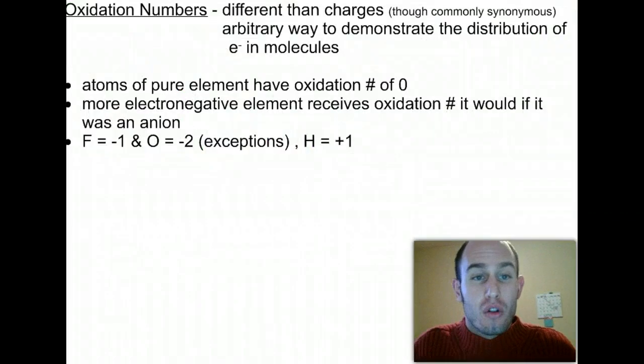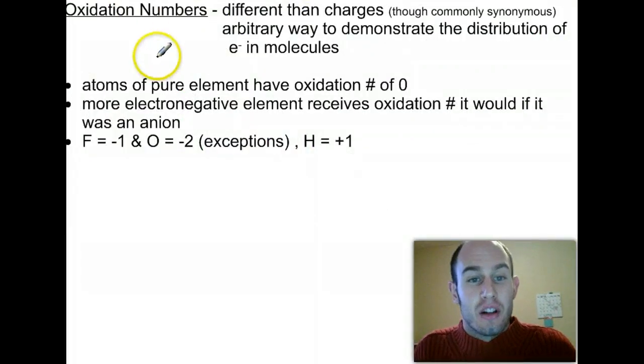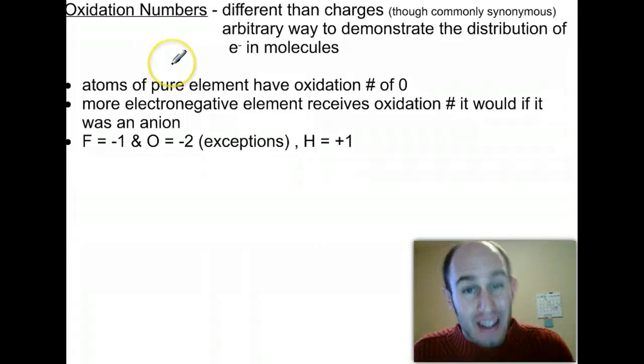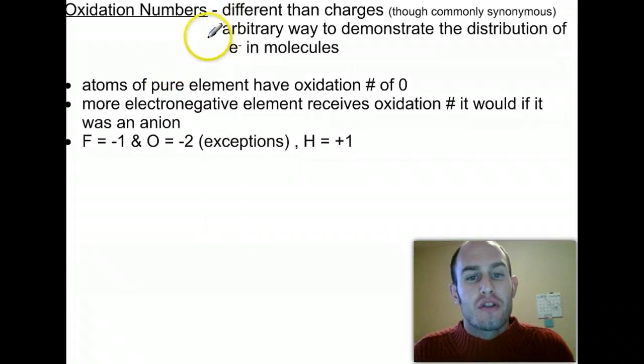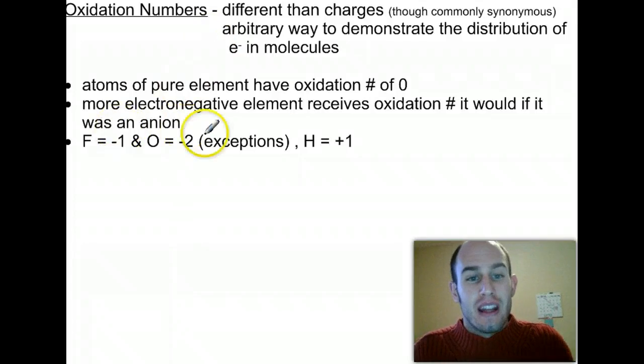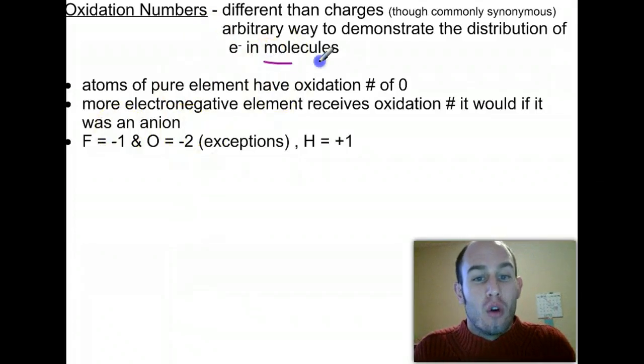And then real quick here, talk about oxidation numbers. They're different than charges. Although a lot of times people think that they're somewhat synonymous, they go together, they're not really. It's more of an arbitrary way to demonstrate basically how electrons are distributed in a molecule. And here we're dealing only with molecules, so we know we are only dealing with covalent compounds.